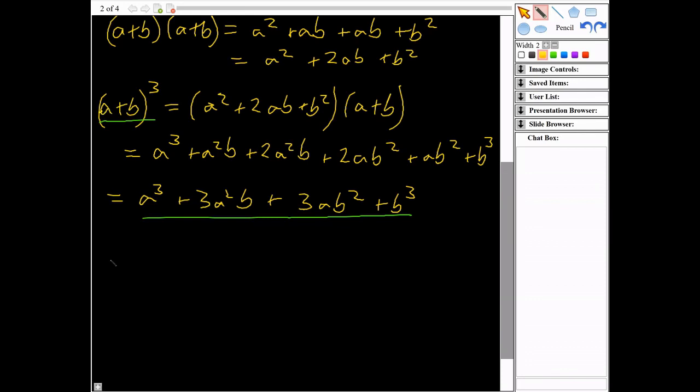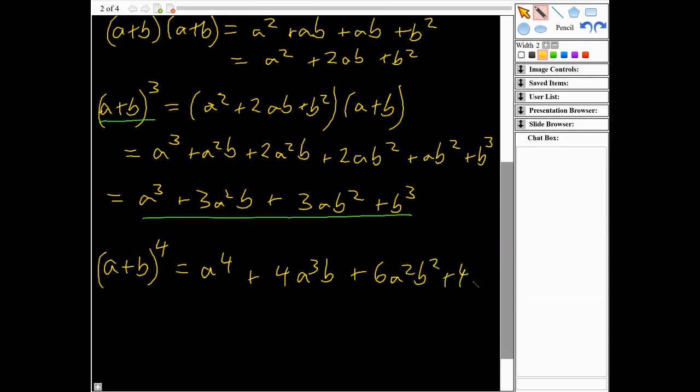So if I were to continue and work out (a + b) to the power of 4, I could take my result from last time, multiply it by (a + b) again, and gather up all the like terms. However, what I can do is skip to what the answer would be. So I would have a to the power of 4, then 4a cubed b plus 6a squared b squared plus 4ab cubed, and then plus b to the power of 4.